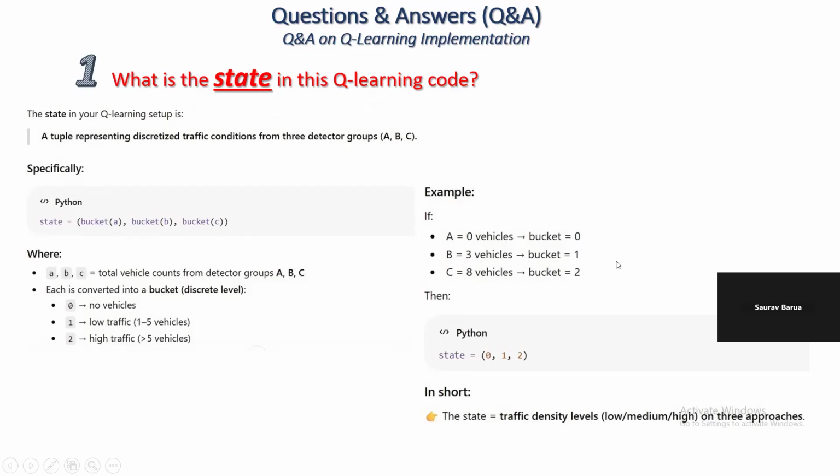And here is the Python code. We can see the Python code over here, and the state is 0, 1 or 2. 0 stands for no vehicle, 1 stands for low traffic, 2 stands for high traffic, and the state is the traffic density, that is low, medium or high as I described. And we have three groups of detectors that I mentioned.